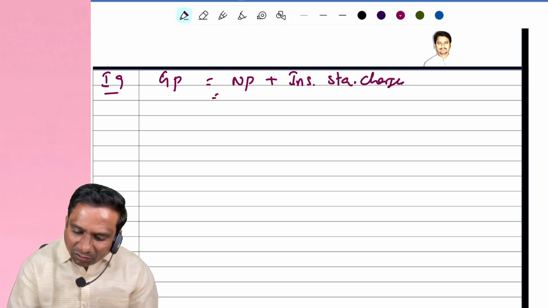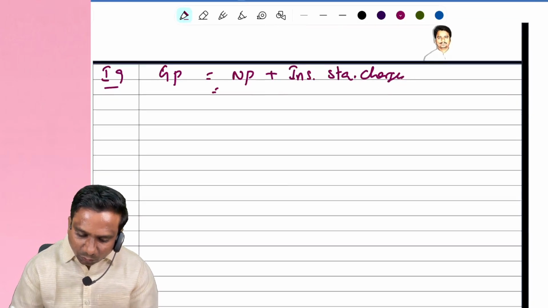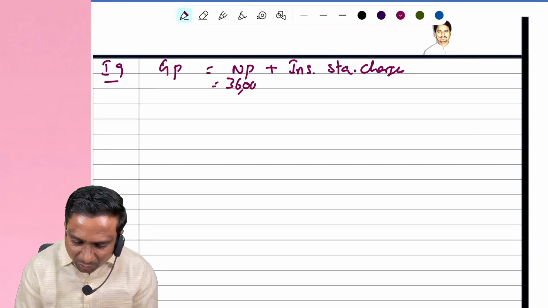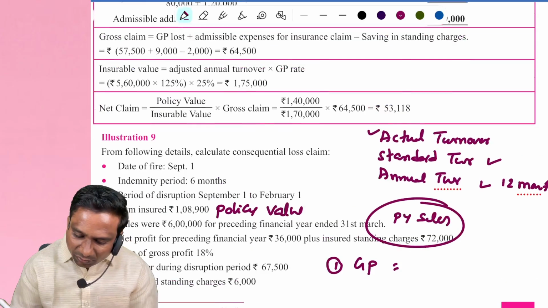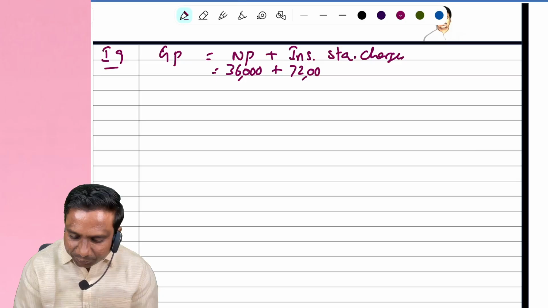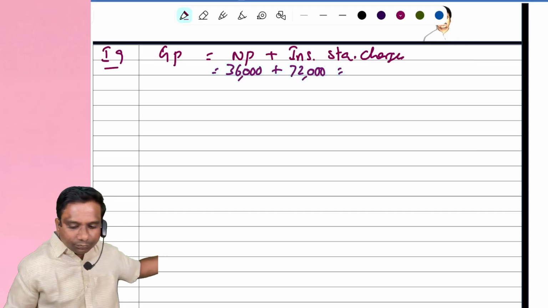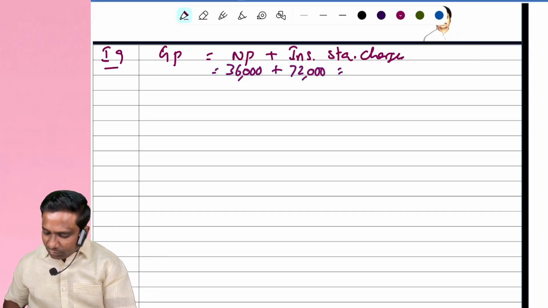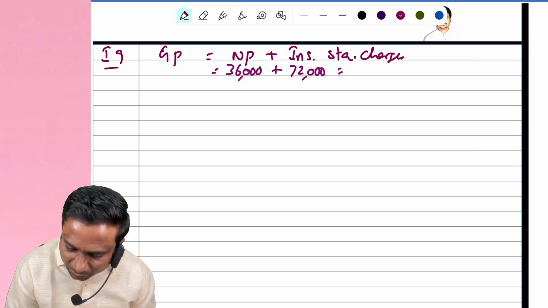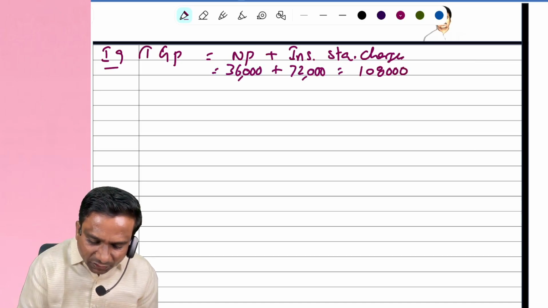What is our net profit? 36,000. And what are our standing charges? 72,000. Can you tell me our total gross profit? 36,000 plus 72,000 gives 1 lakh 8,000 rupees. This is our gross profit. This is our first step.